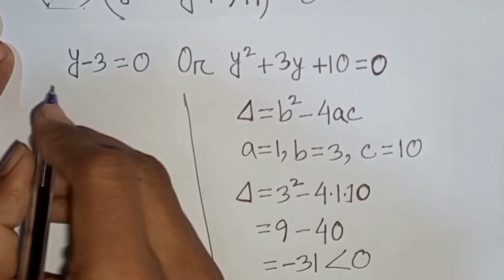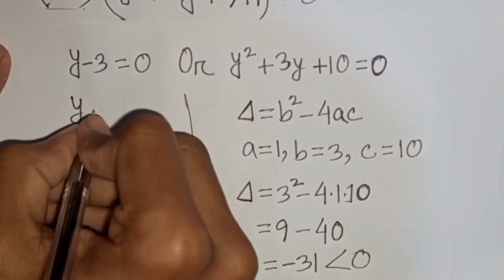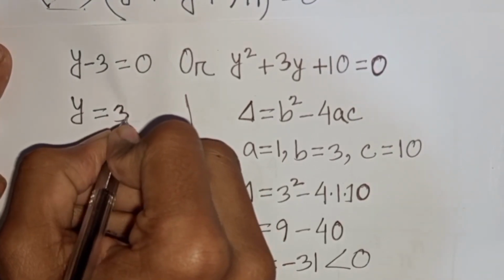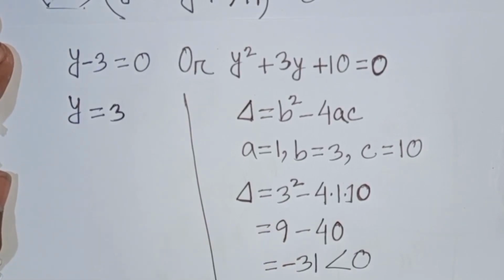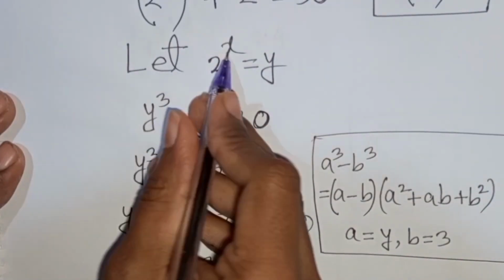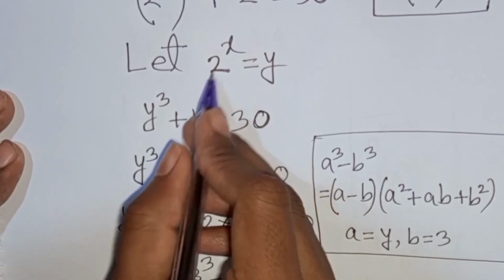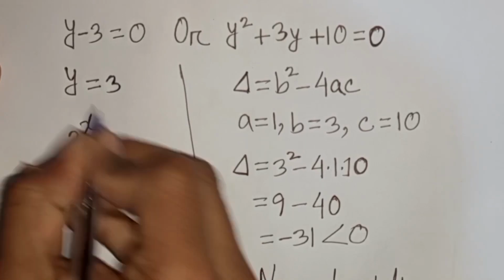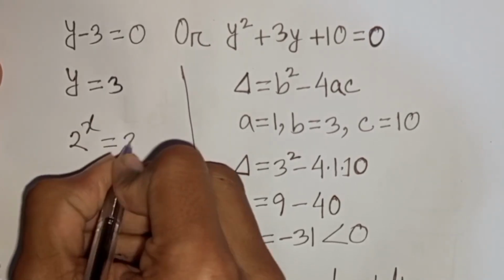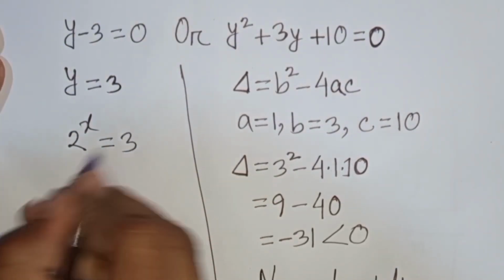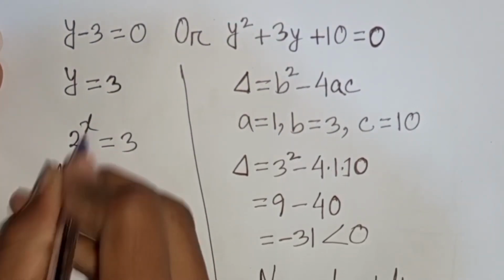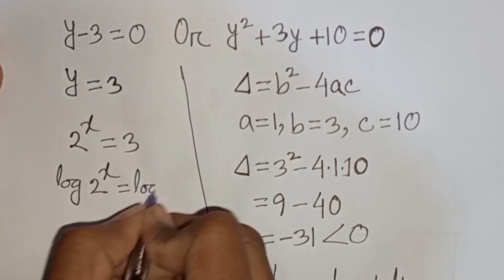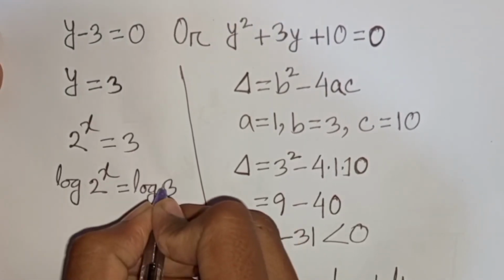Now from here y is equal to this minus 3 taken to the right side, so this will be plus 3. Now we see y is equal to 3, but remember that we let 2 power x be substituted by y. So y, that means 2 power x, is equal to 3. Now we take log on both sides. You can write here log of 2 power x is equal to log of 3.